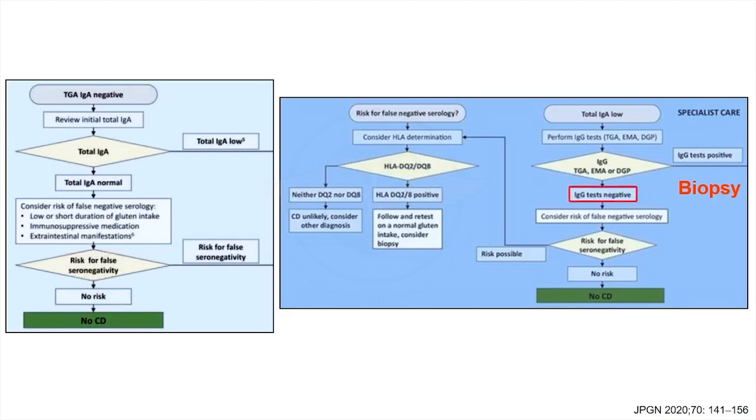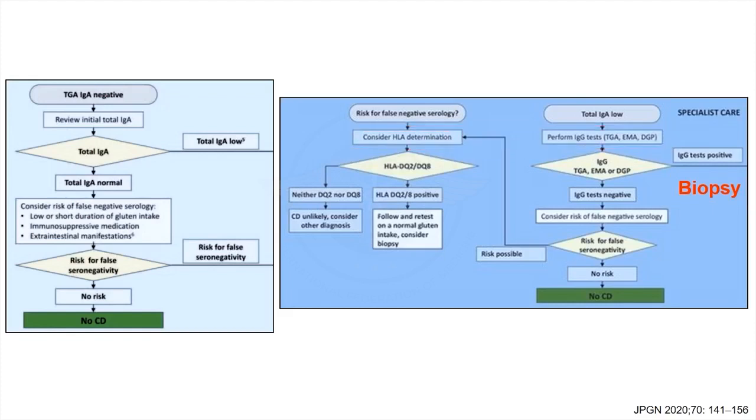So if transglutaminase antibody is negative, IgA is negative, and total IgA is good, a sufficient level, in that case, if the patient is in a high risk group, then we should think about false negativity, and we have to go for the biopsy and HLA testing. And if anti-TTG is negative and IgA level is also low, again there are two scenarios.